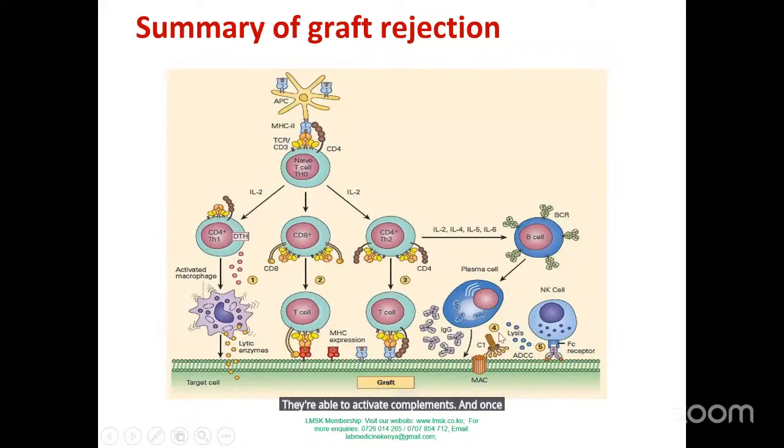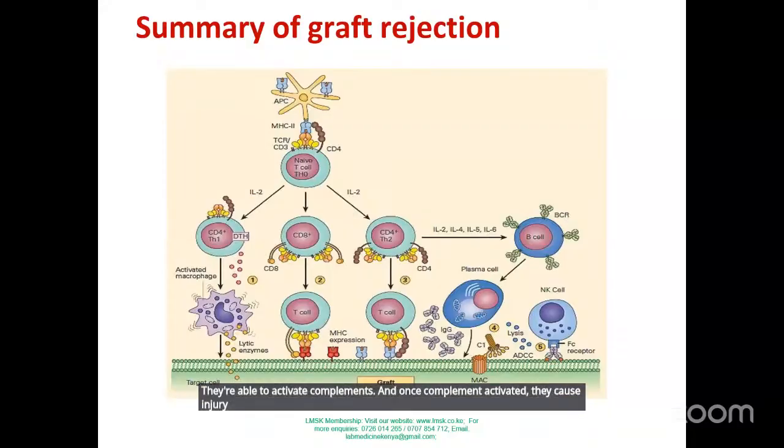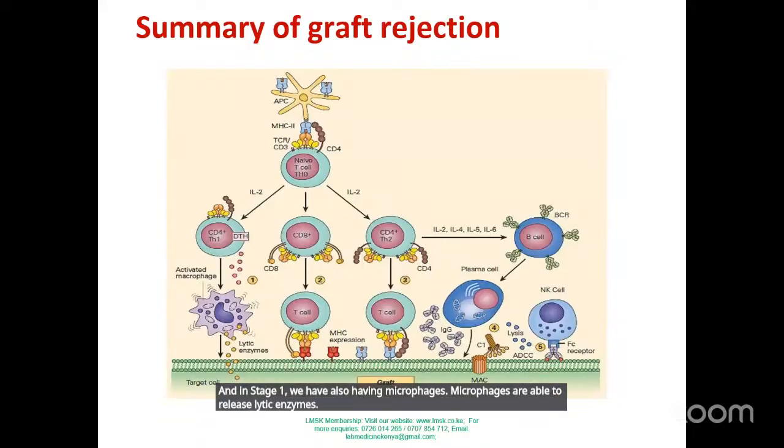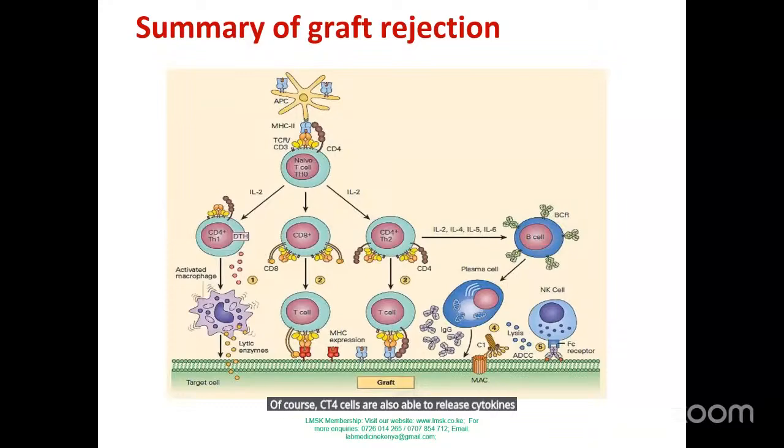And once complement is activated, they cause injury and again, activation of platelets, and we have formation of clot inside the vessels. And we also have natural killer cells that can attack the cells directly. And in stage 1, we also have macrophages. Macrophages are able to release lytic enzymes, because CD4 cells are also able to release cytokines such as interleukin 12 that recruit macrophages to the site. So what these macrophages do is that they release the lytic enzymes. So the lytic enzymes, what do they do? They cause injury to the targeted graft.